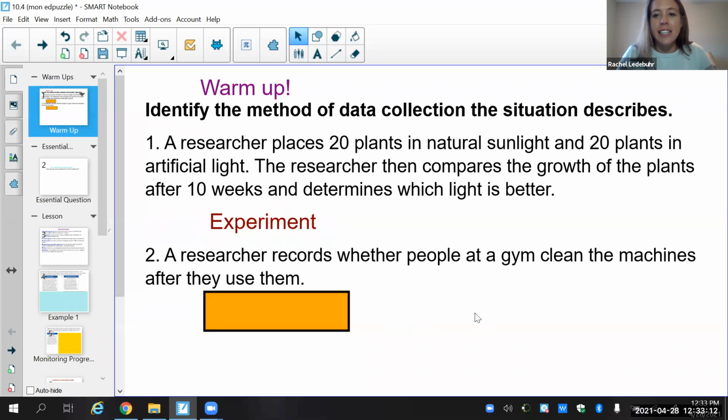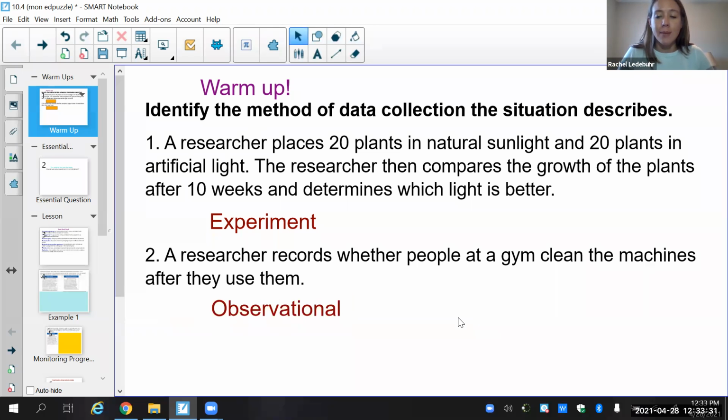For the first one, it is an experiment, right? If we are looking at two different plants, I guess the same plants, but comparing natural sunlight to a treatment, the artificial light, and comparing those results, because of that treatment, it causes that to be an experiment. The second one is observational, right? If a researcher is just recording whether the people at the gym clean or not, there's no treatment being done. There's nothing different. So it is strictly observational. Okay, great job.